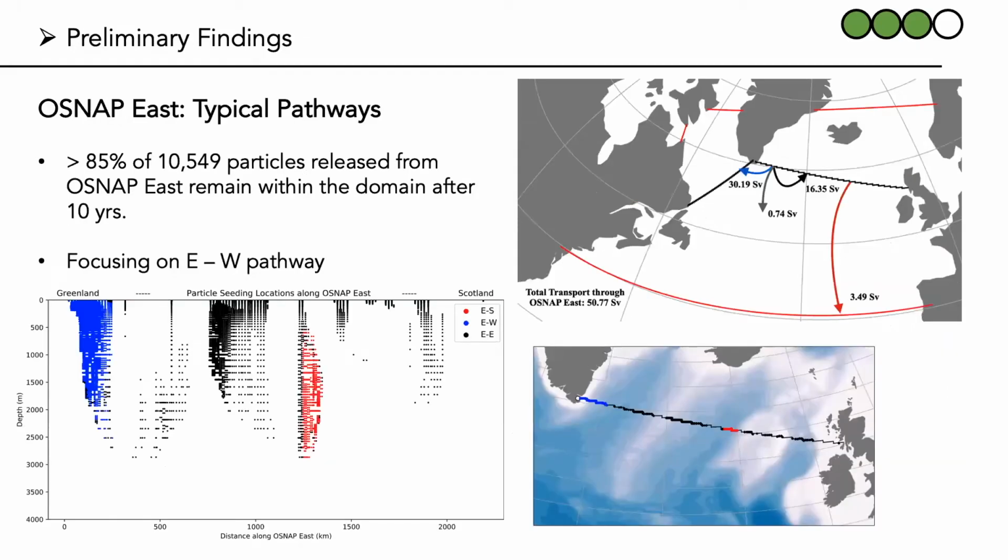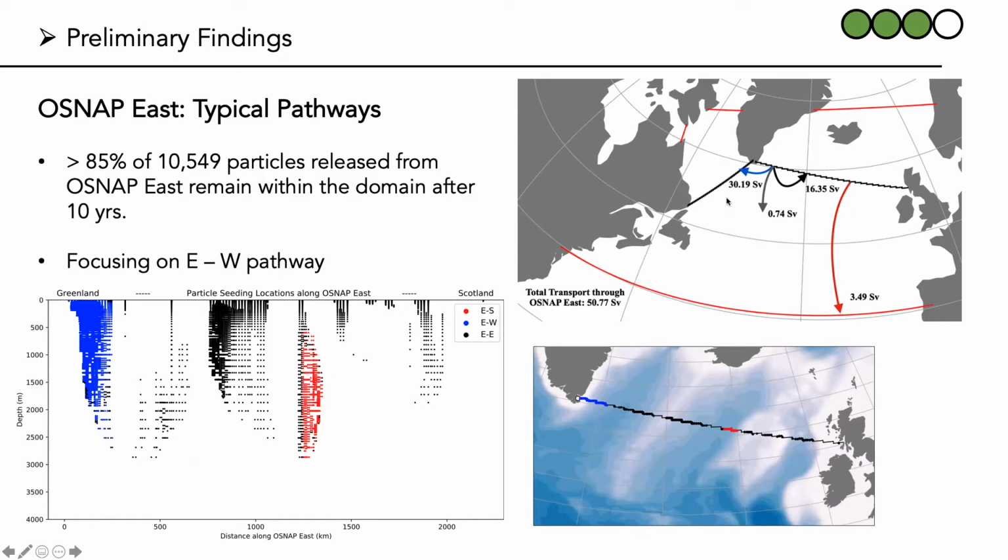So now I just wanted to take this first bit to look specifically at release from OSNAP East and look at some typical pathways. As I say, this is very recent. I've only had most of this data in the last week or so. So what I've done here is I seeded a total of 10,549 particles, and I've broken it down into these predominant pathways. If we look at what goes directly from our model OSNAP East to West, we have just over 30 sverdrups. And as I've indicated in the bottom left-hand corner here, we can also see that this is confined to the boundary current on the east of Greenland.